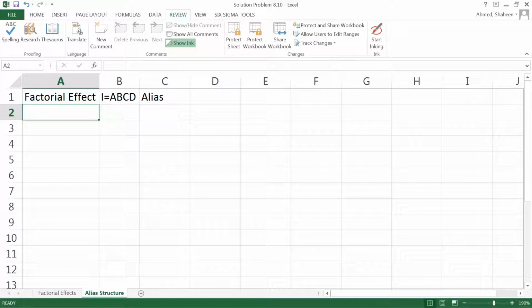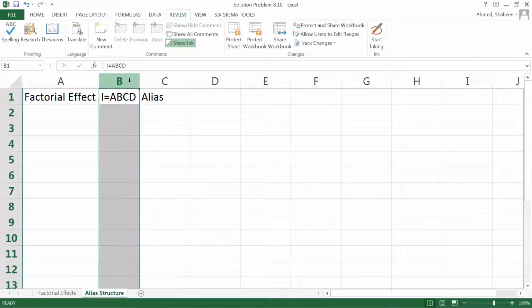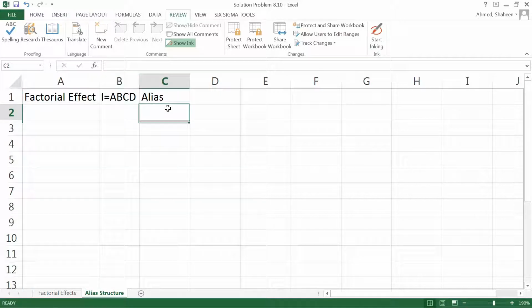I have created this table with the factorial effect, and in the middle I put the I, or identity, or the defining relation, and in column C I put the alias. I think this is kind of helpful.